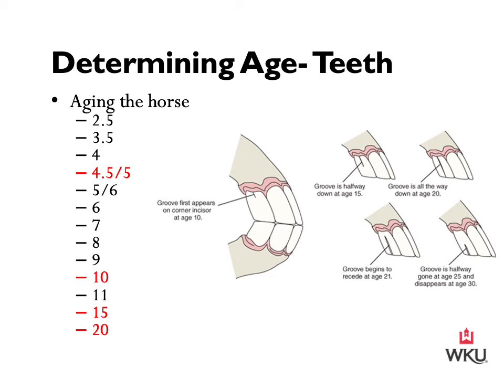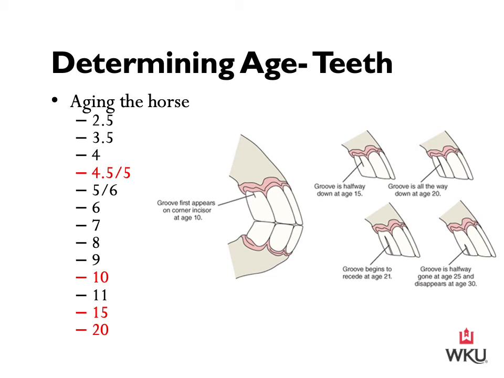At 5 to 6 years, the corner incisors are at full length and are now beginning to wear against each other. When the horse is 6, the infundibulum has gone from the central incisor tables and is becoming smaller on the lateral incisor tables and just starting to appear on the corner incisors. The dental star has also begun to appear on the central and lateral incisors.